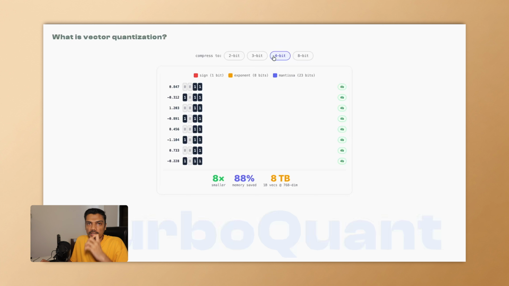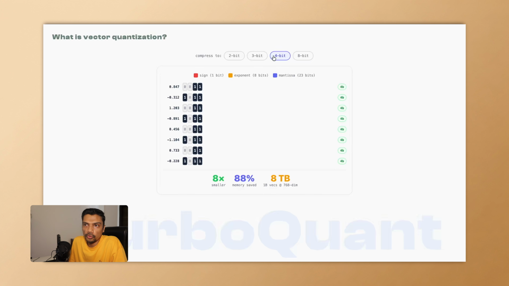The answer turns out to be that the theoretical minimum distortion at b bits per coordinate scales as 1 divided by 4 to the power of b. And TurboQuant achieves approximately 2.7 divided by 4 to the power of b, within a constant factor of optimal, for every bit width and every dimension, without needing to look at the data first.